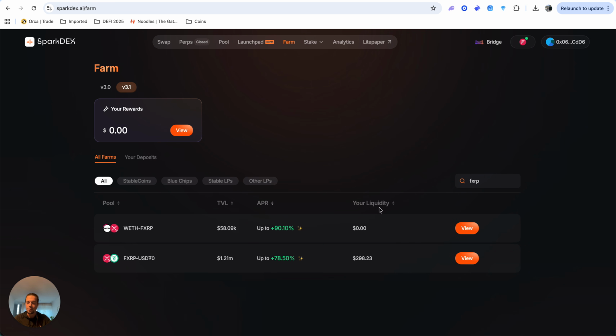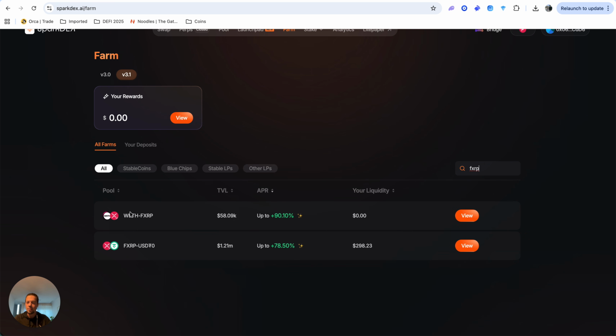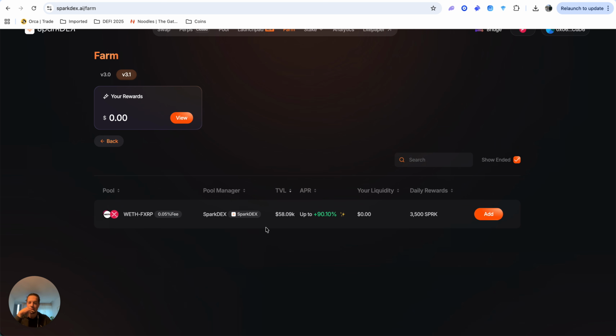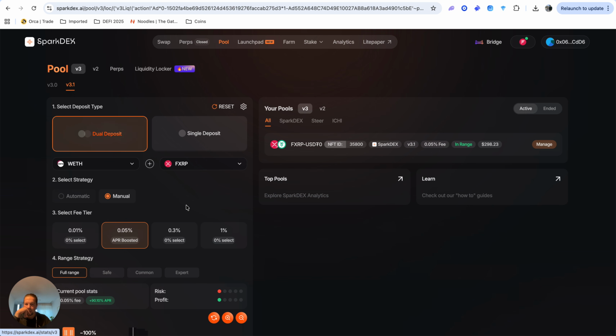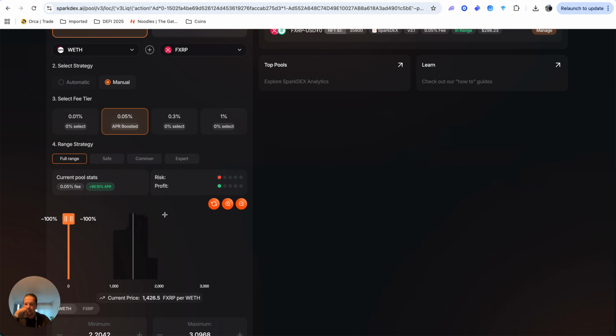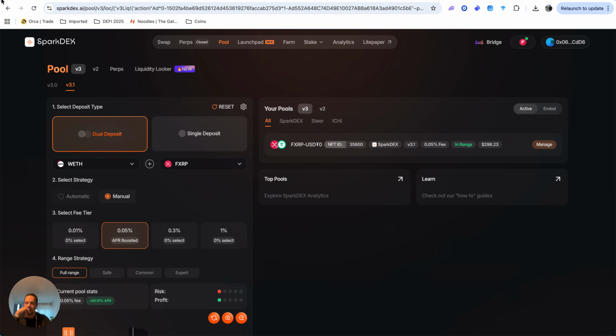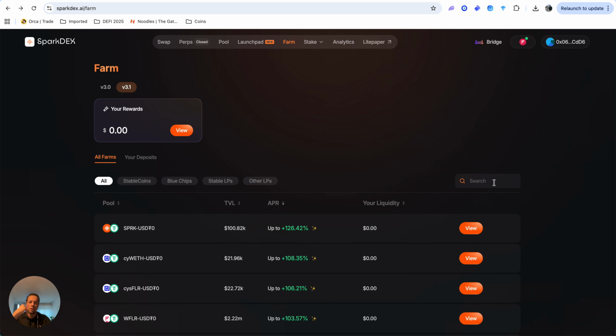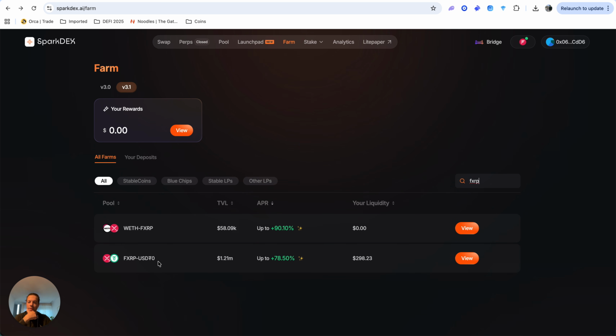Do we have any? Yeah, we also have an ETH Fxrp pool, but the TVL is really small, so I don't suggest it. What about the volumes? I don't even want to be deploying into this one, but this one has over a million, 1.2 million in TVL. It's getting pretty nice movements.